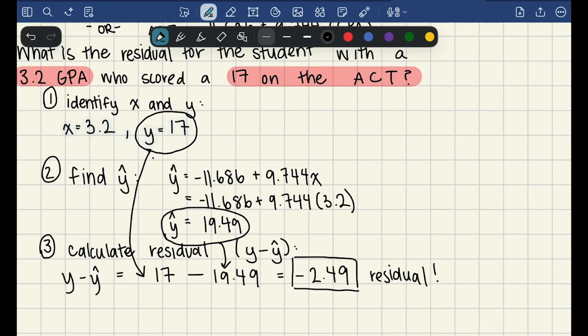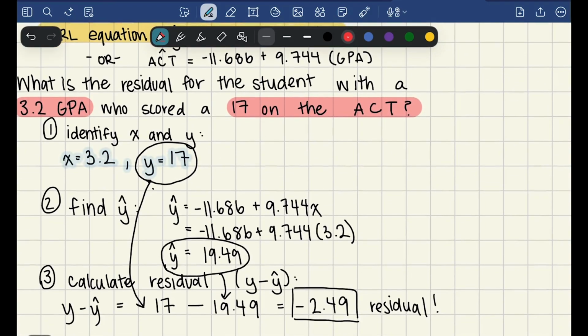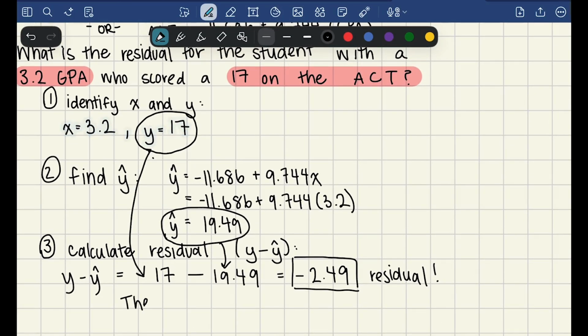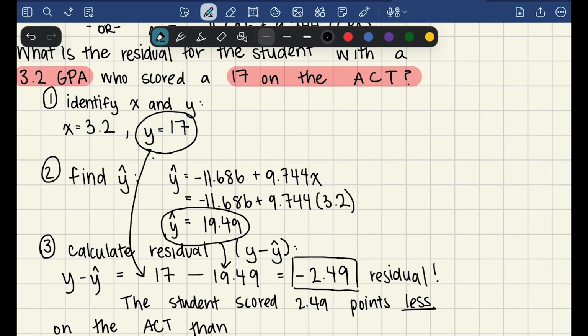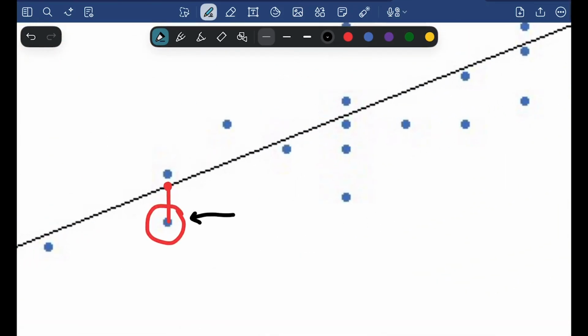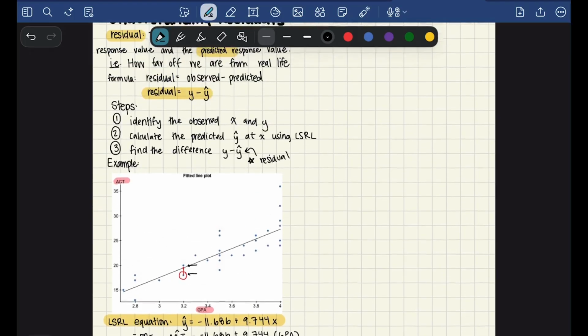What does that mean though? It means that the observed data point, or this here, was 2.49 points below the least squares regression line. Or in other words, the student scored 2.49 points less on the ACT than we predicted. And again, that's because we got a negative value of the residual here that we say less. We can also look at our scatter plot and see that their point is actually below the least squares regression line. So we get a negative residual and we say that the student scored less than predicted.